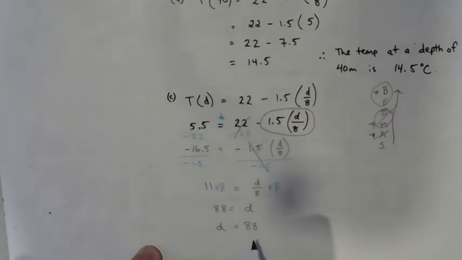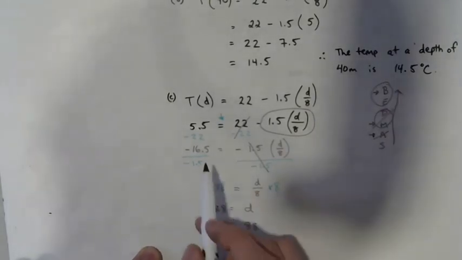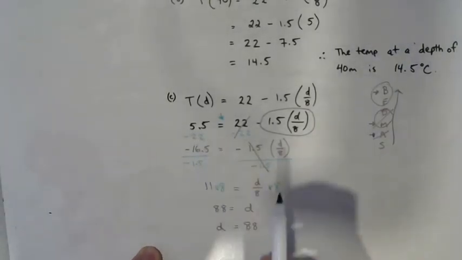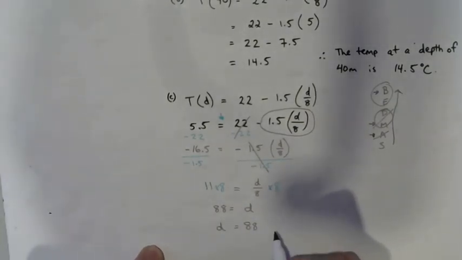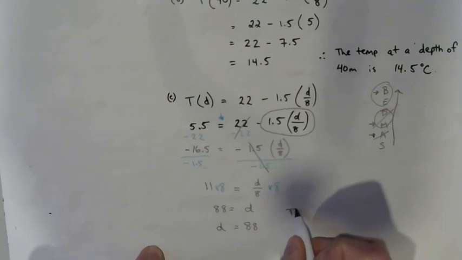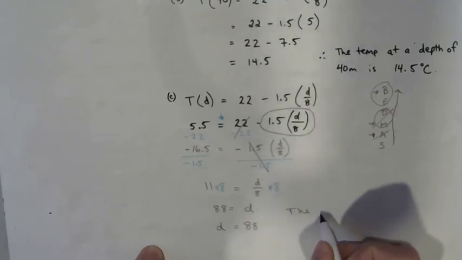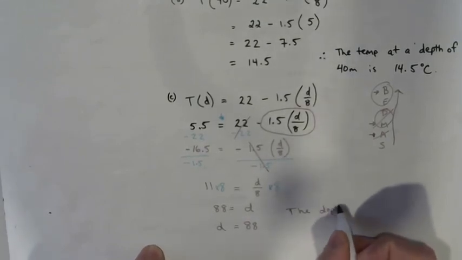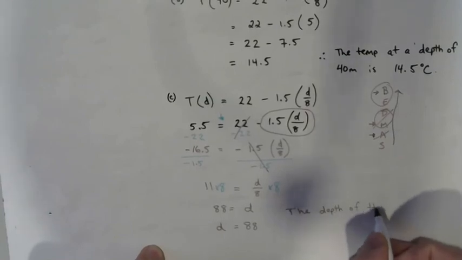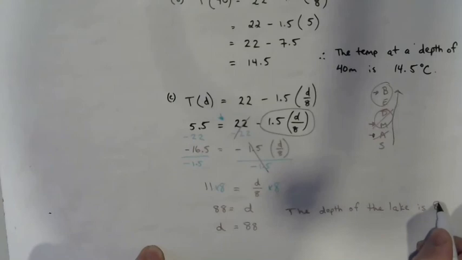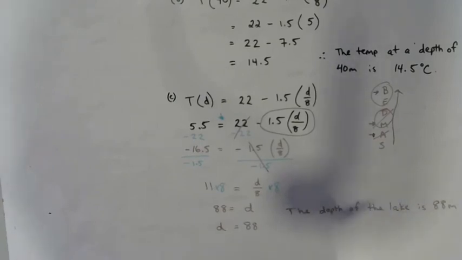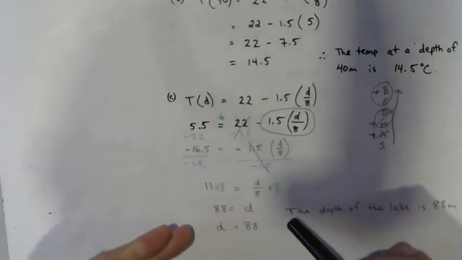So the depth that you are at with a water temperature of 5.5 degrees Celsius is 88 meters. And since we're at the bottom of the lake, we can say the depth of the lake is 88 meters.